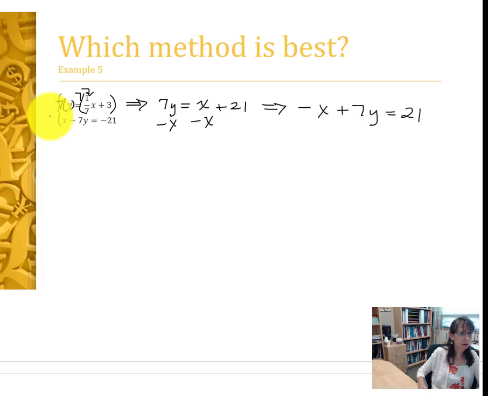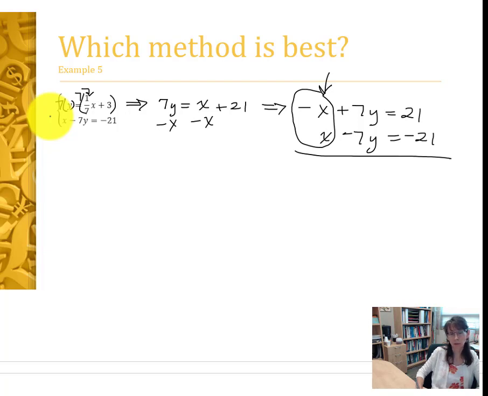Now my second equation over here is x minus 7y equals negative 21. So just lining that up, I notice that the terms with x are already going to eliminate. I don't need to multiply by anything. X is gone. 7 minus 7, the y variable is also eliminated. So I have 0 on the left side. 21, take away 21 is also 0.